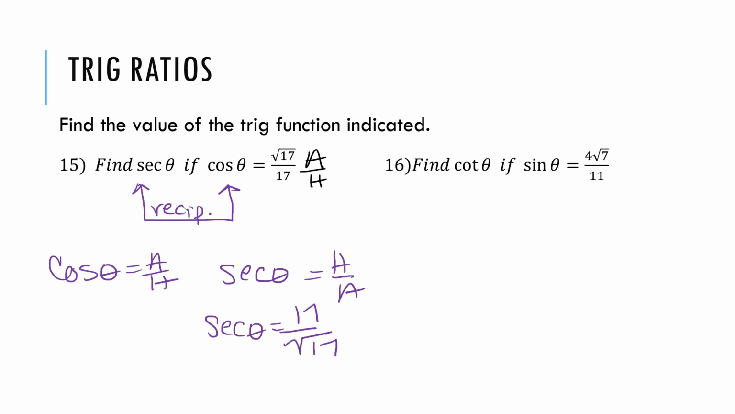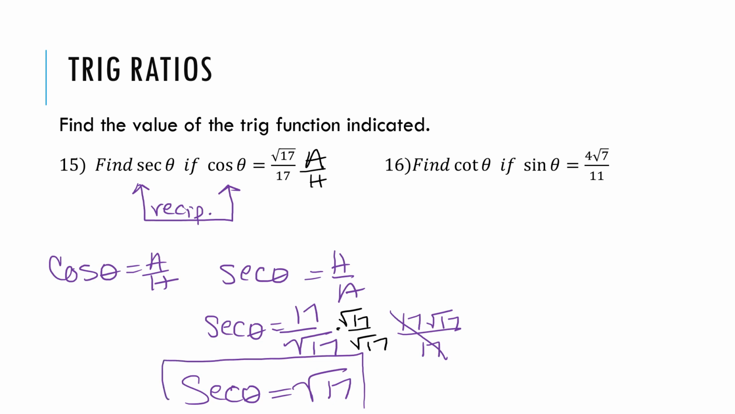Now here's where the trick comes into play. We need to rationalize so that we don't have a radical in the denominator. So multiply both by square root of 17 in the numerator and denominator. So 17 multiplied by square root of 17 is 17 root 17. The square root of 17 multiplied by itself is 17. Those will reduce, just leaving us with a value of square root of 17 for secant of theta. Pause and rewind if you need to see that again.